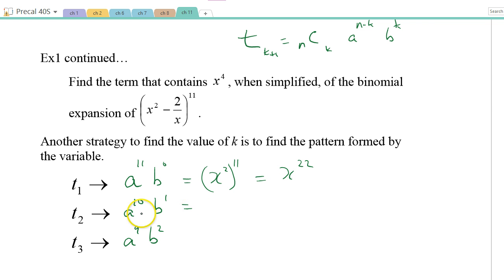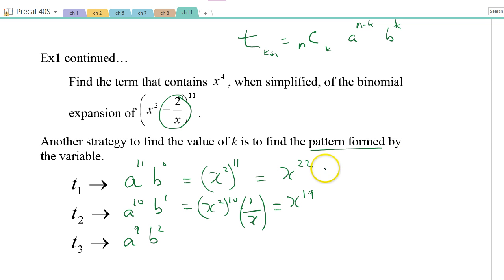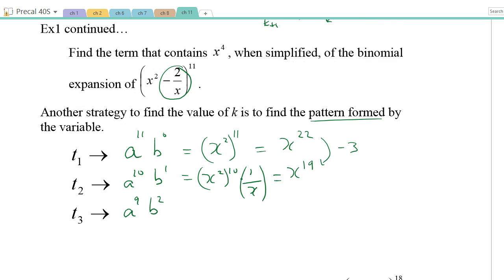In my second term, a is x squared, and that is to the 10th. And then that's multiplied by b to the power of 1. So now, again, the only part about b I really need is the x, and it's in the denominator. So it's going to be equal to 1 over x. So what does that give me? x to the 20th minus 1. So it's going to be x to the 19th. So the reason why we're doing this is to find the pattern. So all I'm looking at is the x part. So I noticed that this went down by 3.